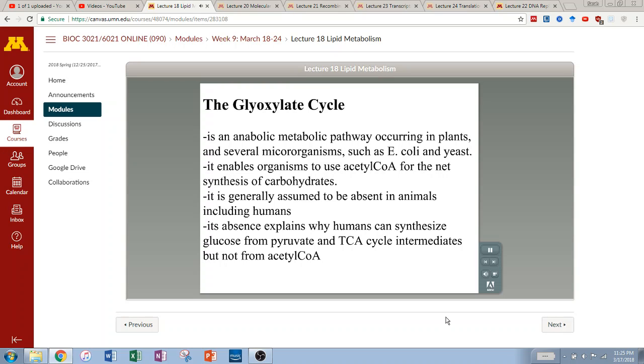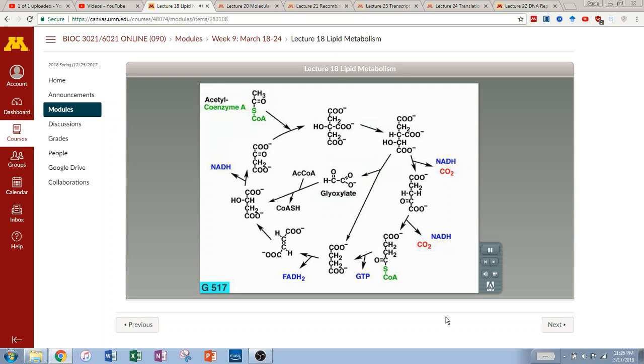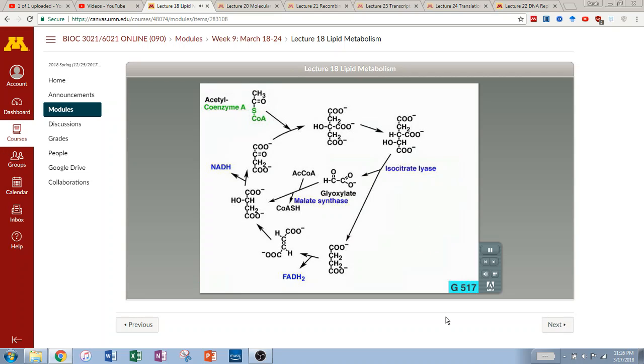Its absence explains why humans can synthesize glucose from pyruvate and TCA cycle intermediates, but not from acetyl-CoA. The glyoxylate cycle makes use of many of the reactions of the TCA cycle, but it adds 2 new reactions. Those 2 additional reactions are shown here in the middle of the complete TCA cycle. On this slide, we've removed the TCA cycle reactions, which are not involved in the glyoxylate cycle.